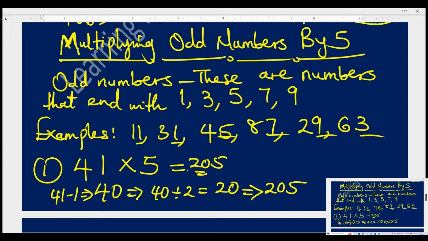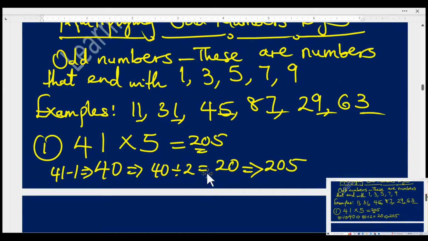Now, this process that I have written on my screen is for you to do in your head. It is not a working that you have to follow on paper. It is for you to do this calculation in your head. So right now, I want you to type in the comment section, do it in your head. That's why it is mental math, okay? Mental math is done mentally.